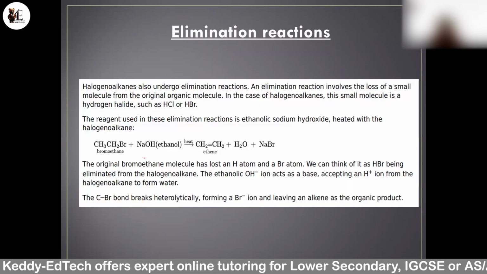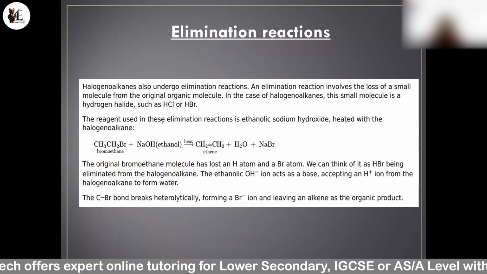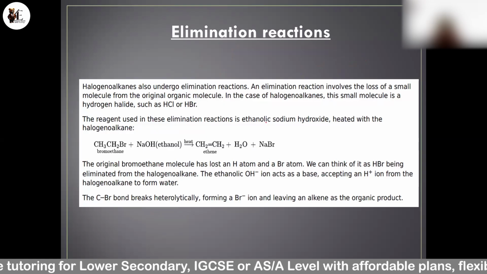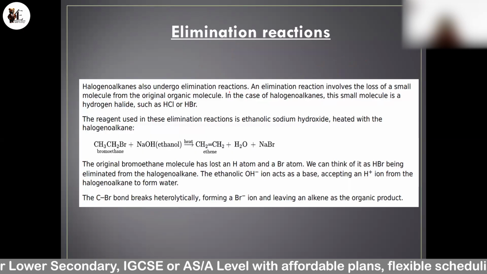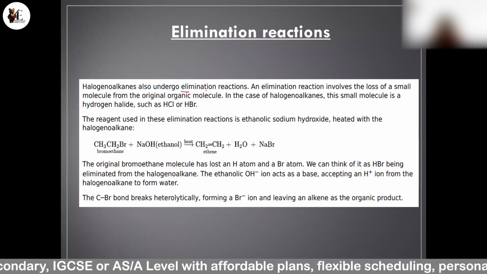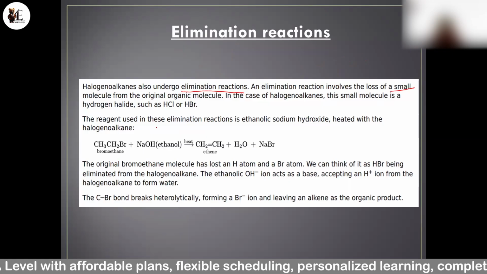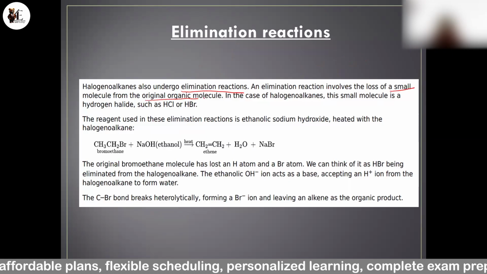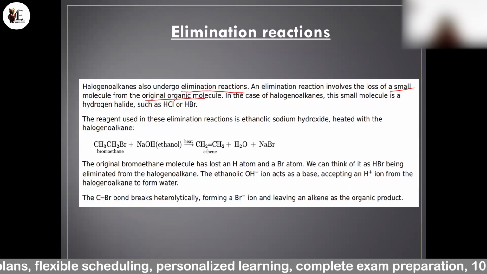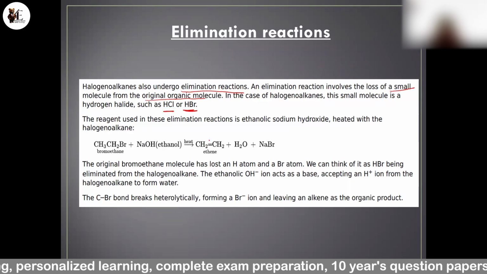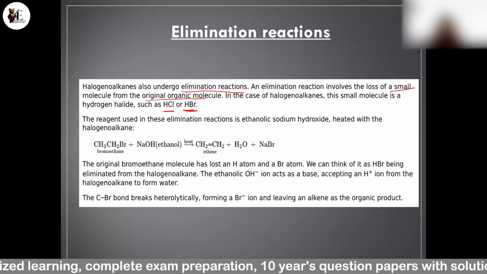So we have discussed substitution reactions SN1 and SN2. Elimination reactions are those in which a small molecule is eliminated, like water. Okay, so in halogenoalkanes, the major reaction is the elimination reaction also. Elimination, as the name suggests, is loss of a small molecule from the original organic molecule. So the small molecule may be HCl, it may be HBr. Depending on the reagent used, the small molecule is eliminated.